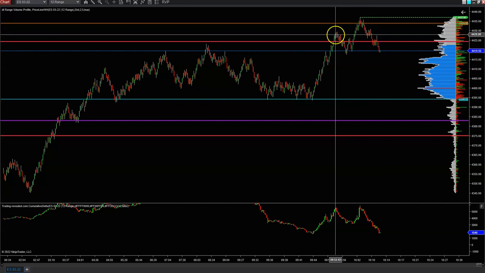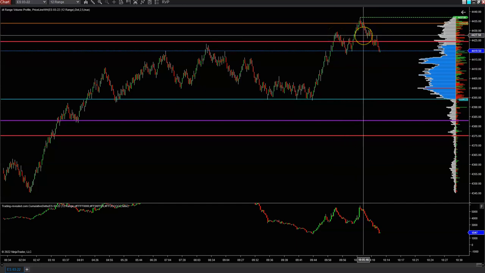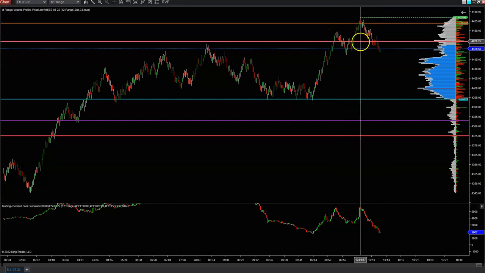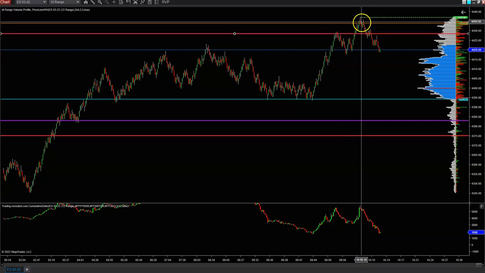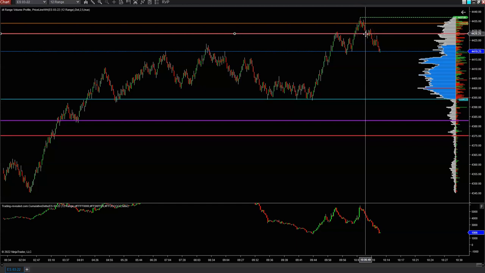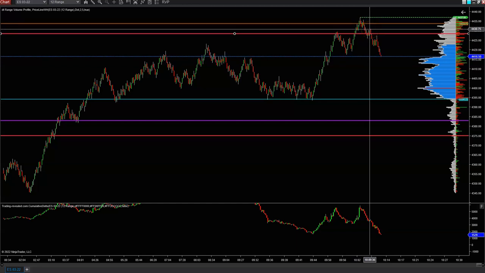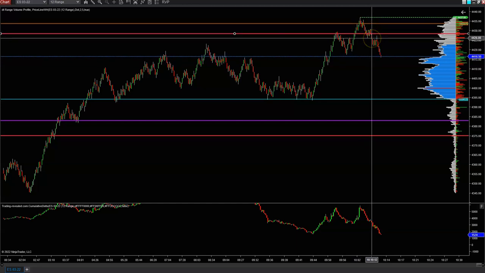Price pulls back to support right here. It got a little bounce, but you guys got to be mindful that when price pulls back, it's making a low here, and that's liquidity in a sense. When the market pulls back, the institutions are going to want to grab that liquidity on their way back down.